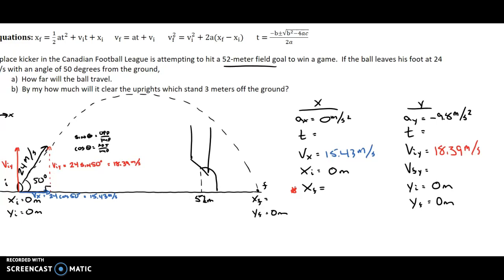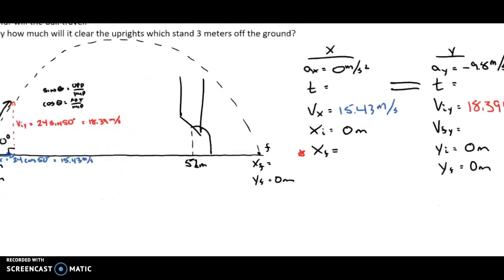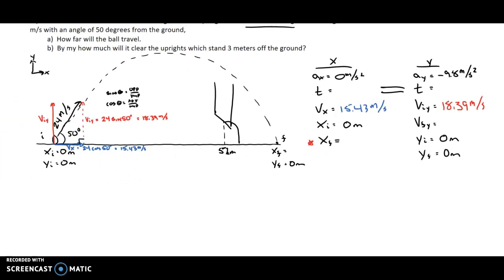Now, this ball is moving along that parabola, and the time in the x direction is equal to the time in the y. So what bridges our gap is this time component. So if I can find the time the ball's in the air, then I can use that time in the x side to find the final position. So using my xy table, in part 1, I'm going to find the time the ball's in the air.